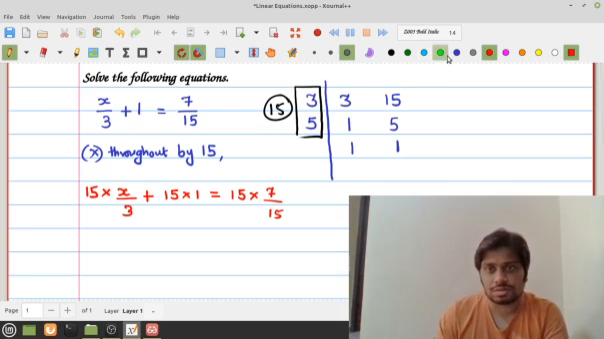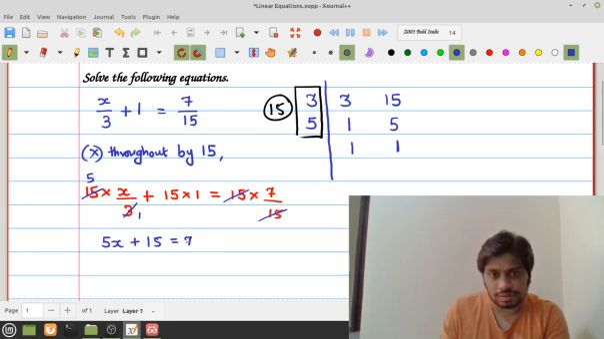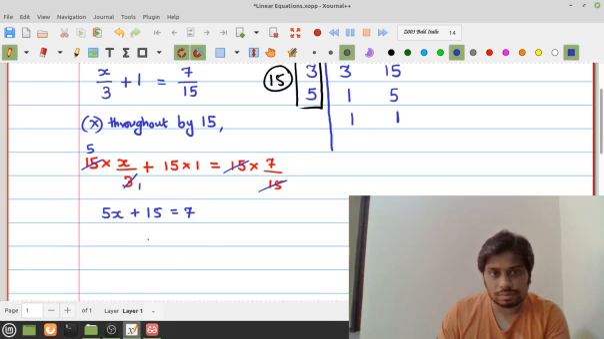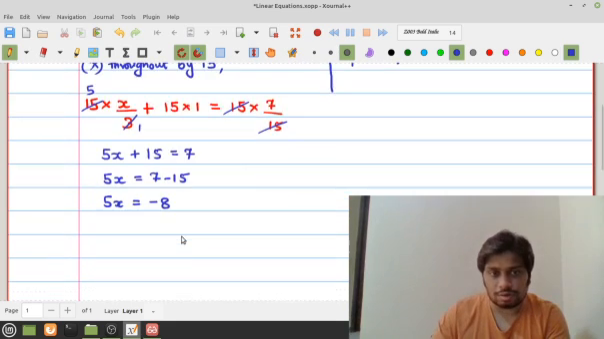So let's solve this further now. 3 1s is 3 and 3 5s is 15. The 15 gets cancelled out. So 5 times x gives 5x, plus 15 times 1 is 15, which is equal to 7. So 5x is equal to, with the variable on one side and numbers on the other side as per the rule we already know, 7 minus 15. We get the answer as minus 8.